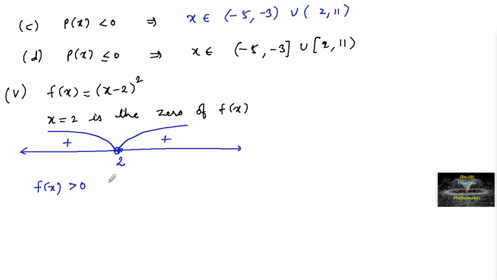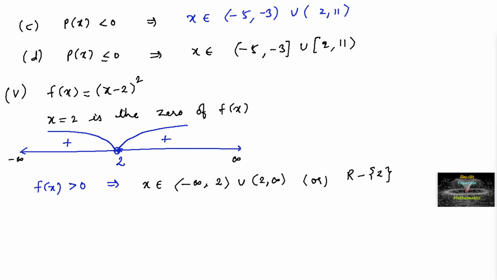So we can give the answers now. For f of x greater than 0, f of x is greater than 0 for every x belongs to minus infinity comma 2 union 2 to infinity, or we can also write this as all real numbers except 2. Every real number we have taken, but 2 is excluded. So this is how we can give the answer.